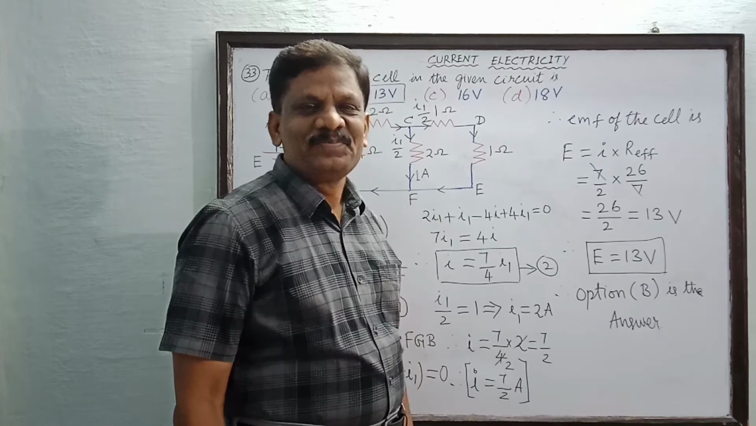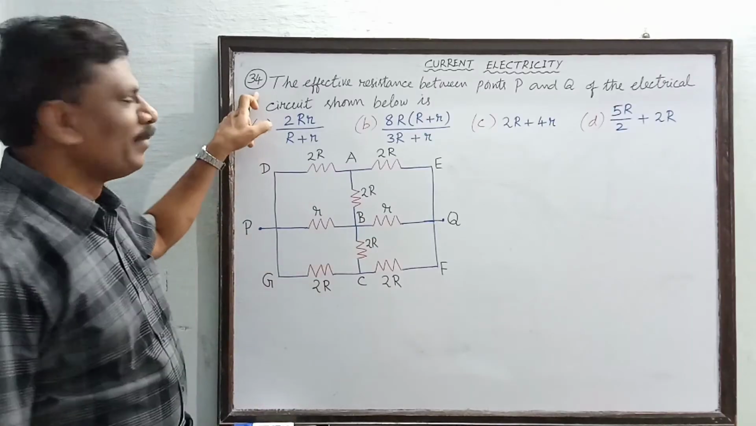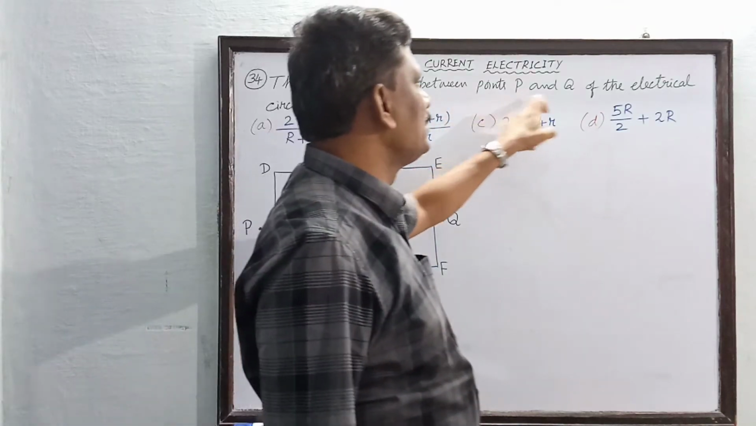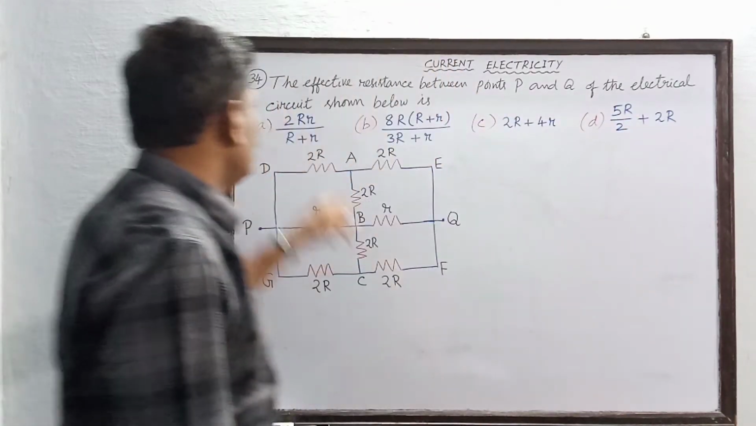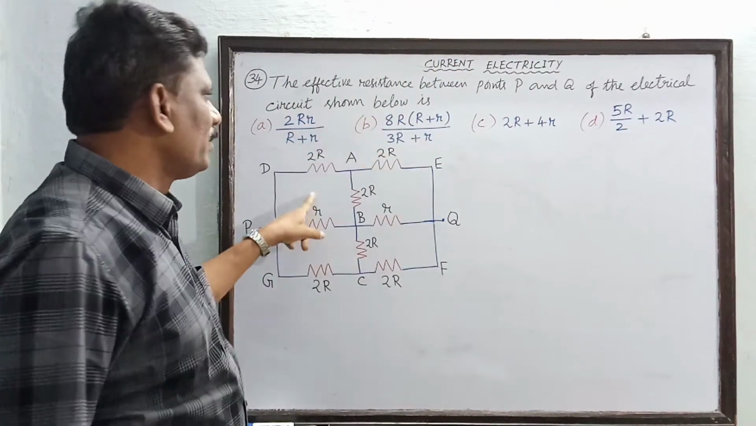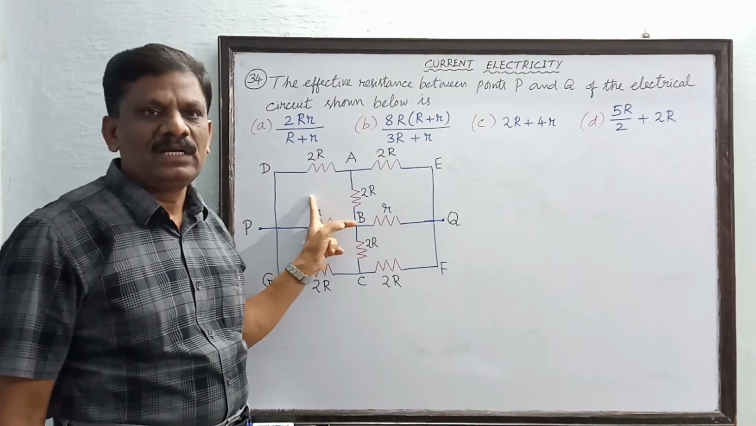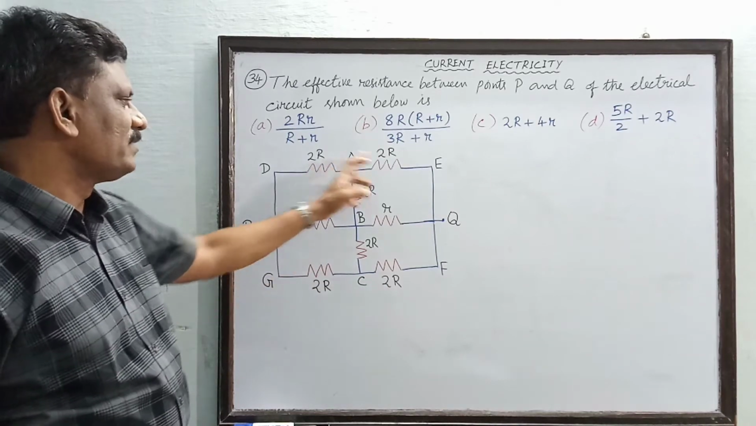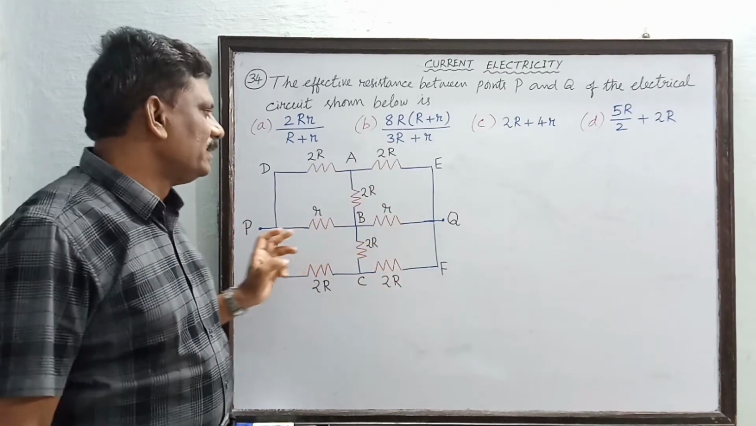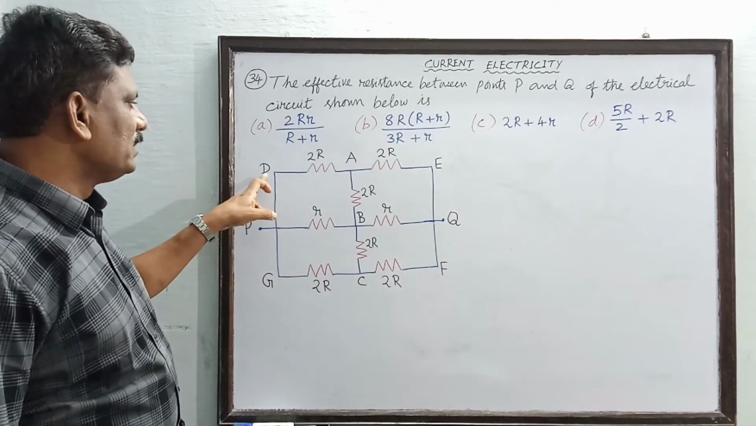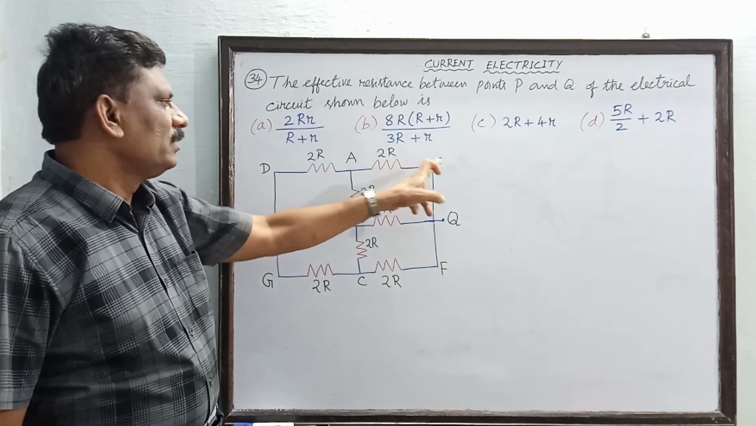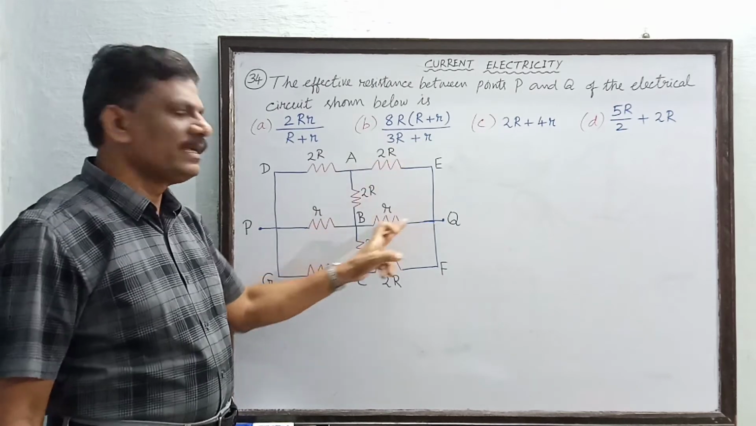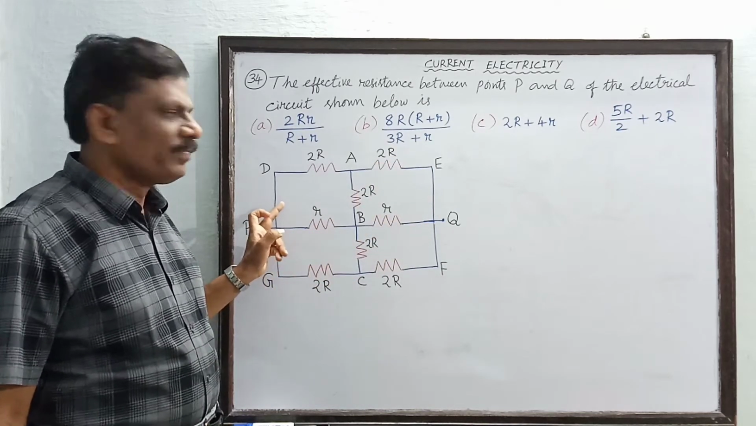Have you understood? Fine. Problem number 34. The effective resistance between the points P and Q of the electrical circuit shown below is to be determined. Now you can see that this is a network consisting of several resistors, and particularly you watch this one, D, E, Q, P. It appears like a Wheatstone's network.